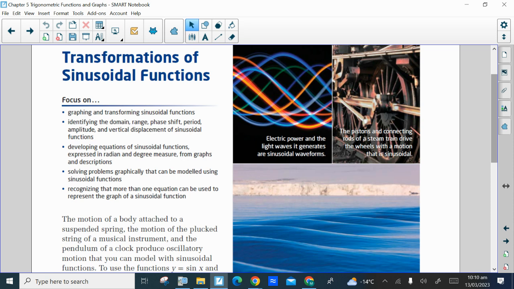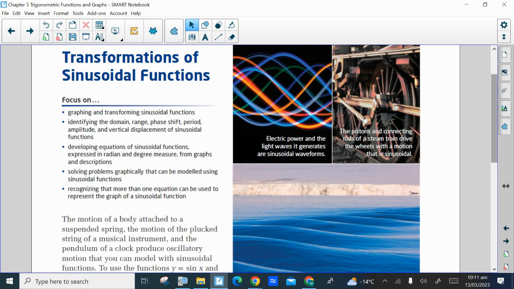So we're going to have those same four parameters, a, b, h, and k, and they will do the same thing to sinusoidal functions as they do to those other functions. So we'll be identifying domain, range, phase shift, period, amplitude, vertical displacement of sinusoidal functions. There's a couple new terms there that we'll talk about. We'll develop equations of sinusoidal functions expressed in both radians and degrees from graphs and descriptions.